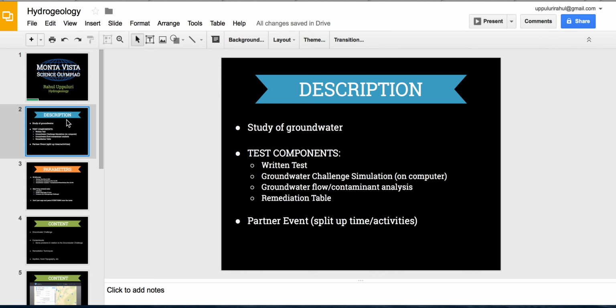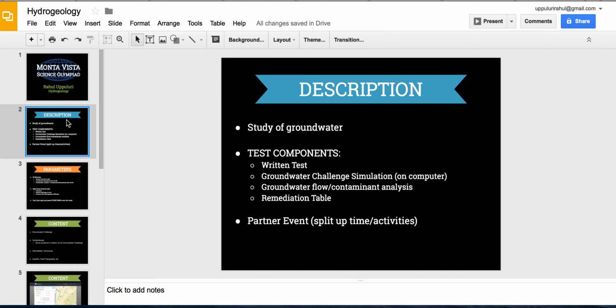To start off, what exactly is hydrogeology? It's the study of groundwater, with water coming from the hydro part of the name, and earth science coming from the geology part of the name. What you'll find interesting about hydrogeology is that it shares a lot of aspects that other earth science events do, in that it shares the same basic foundation, but obviously it's different in that it focuses on groundwater.